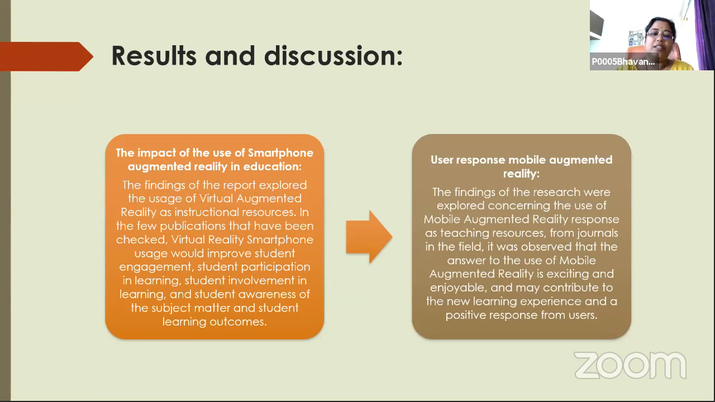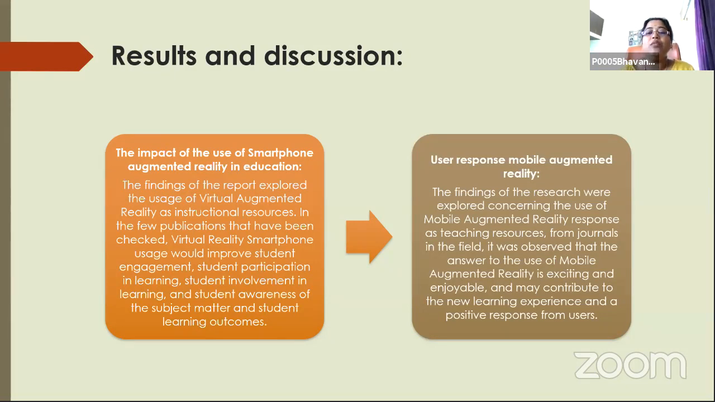So here the results and discussions are separated in two ways. First, the impact or use of smartphone augmented reality in education. The studies found that the reports explore the use of virtual and augmented reality as an instructional resource. In a few publications, they checked that virtual reality smartphone use improves students' engagement, participation in learning, involvement in learning, and awareness of the subject matter, and students' learning outcomes are also highly significant when they are doing the study.